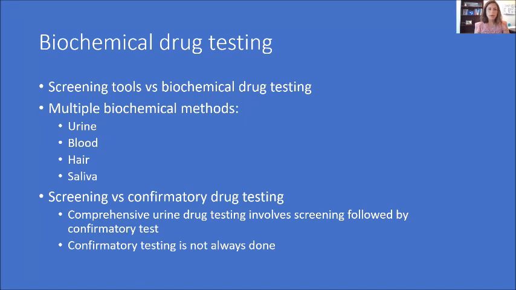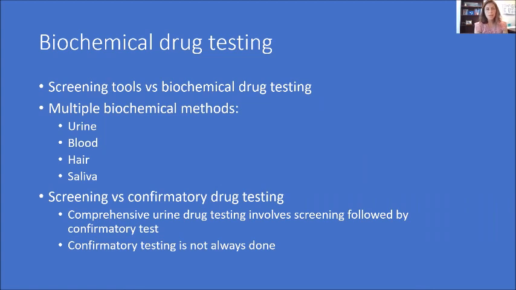But then the other screening and testing that we talk about is biochemical or biological drug testing. That can be done using multiple methods: urine, blood, hair, saliva, meconium, and in newborns. Obviously, urine is the most commonly used, mainly because it's the most accessible and non-invasive. But these are all potential ways that people can screen or test for drugs.